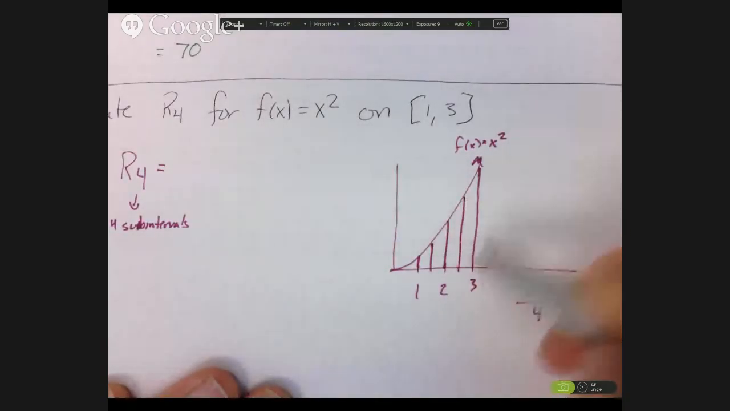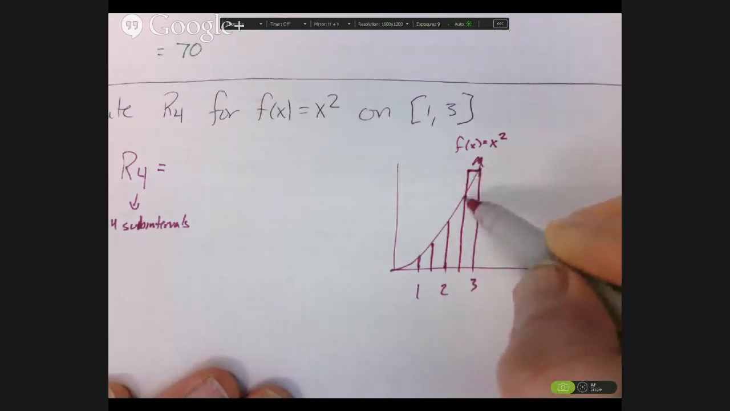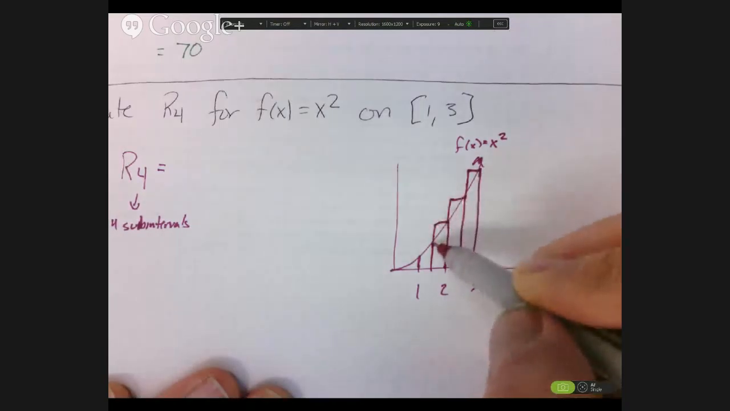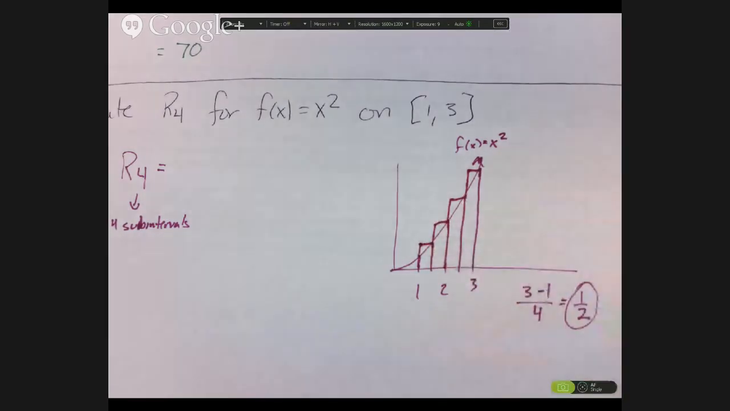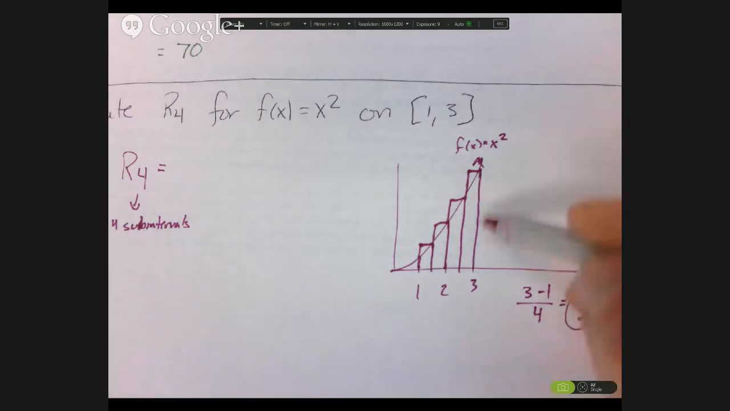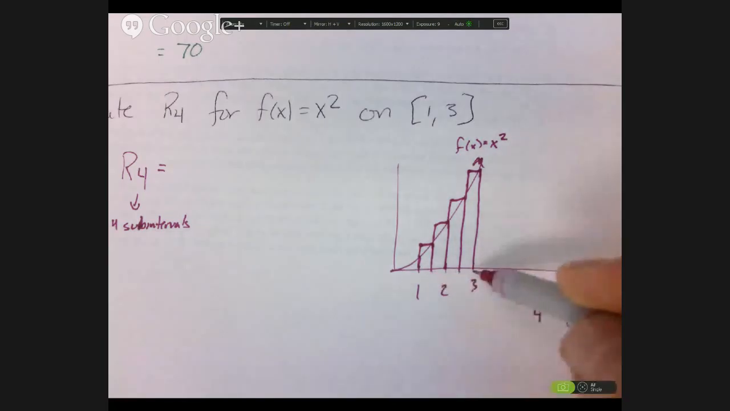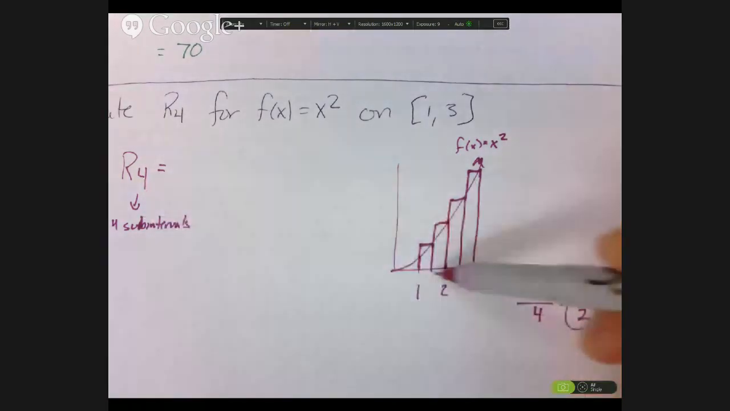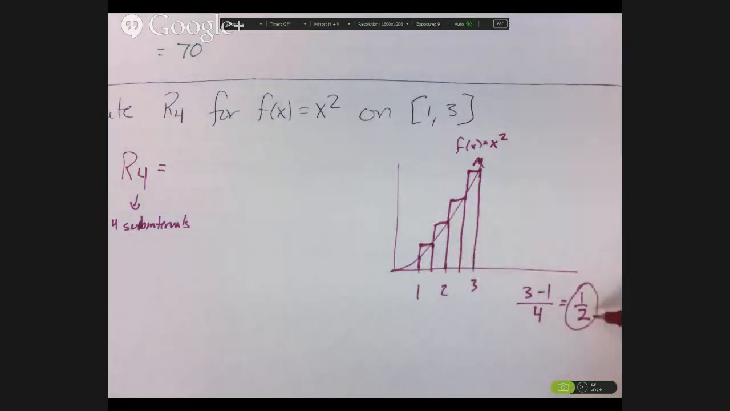Then why in the last problem did we have 3 intervals and we had R3? Because R3 is the number of intervals, not the size. They're not 1 unit each. They can be different. So we have 4 rectangles that are 1/2 a unit each. And you can see on my diagram that they hit the top right corner of that rectangle.